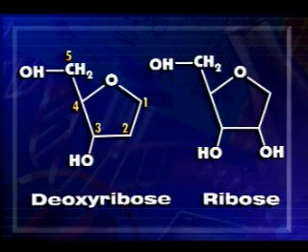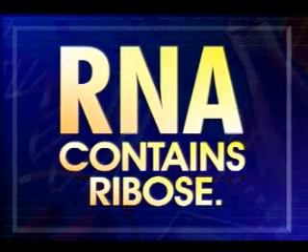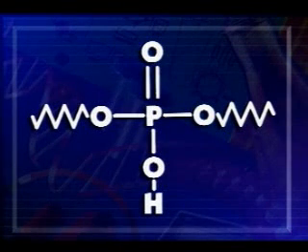DNA has a slightly different sugar, deoxyribose. It is almost identical with the ribose, except that it has no hydroxyl group at carbon 2. Because of this difference in sugars, DNA containing deoxyribose is called deoxyribonucleic acid. RNA containing ribose is called ribonucleic acid. Finally, the phosphate group. The phosphate group consists of one phosphorus atom surrounded by 4 oxygens.